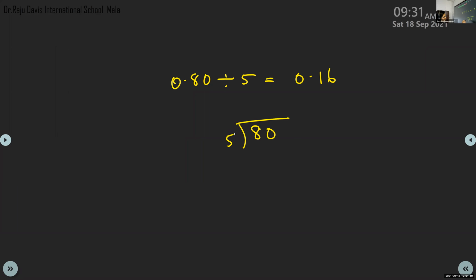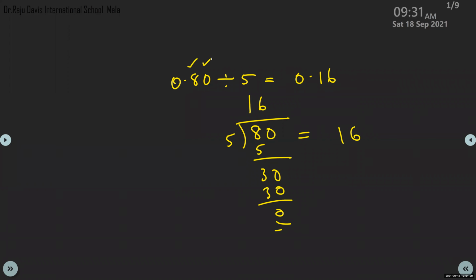You know 5 ones are 5. Balance 30 and 6. So you will get 16 as the answer. How many decimal places in the question? 2 decimal places. Decimal places, not decimal points. So in the answer also 2 decimal places should come.